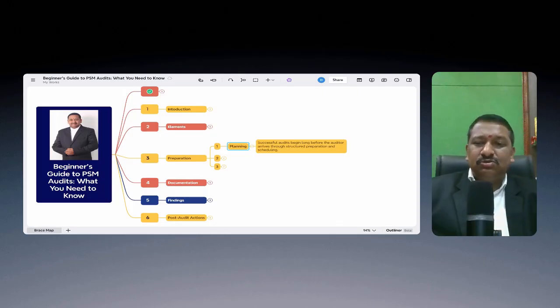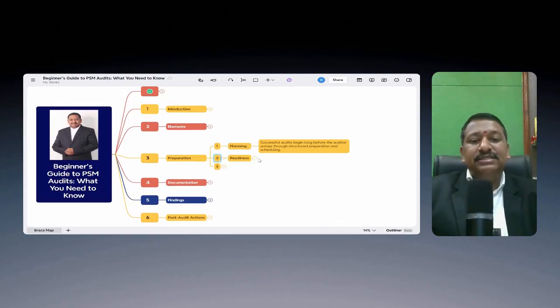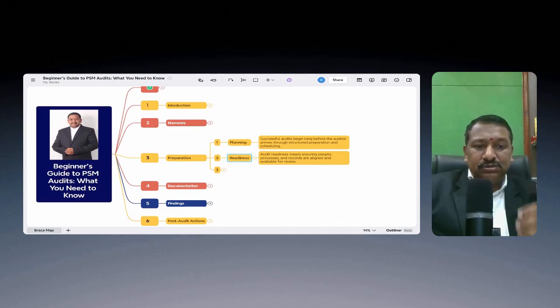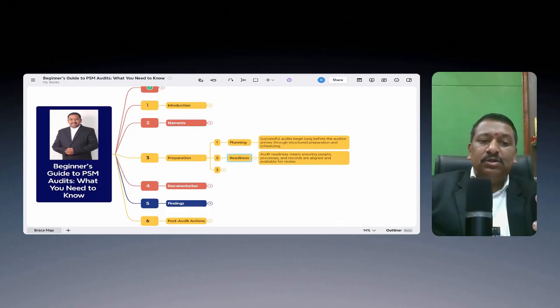So the auditor has to plan with the audit team, set particular dates, and inform the organization beforehand. Then second is readiness. Audit readiness means ensuring people, process, and records are aligned and available for the review. So making the alignment of the people, process, and records is very important, which creates the readiness of the audit.